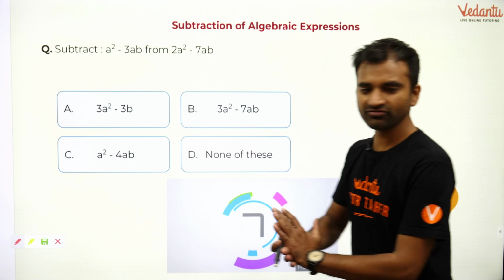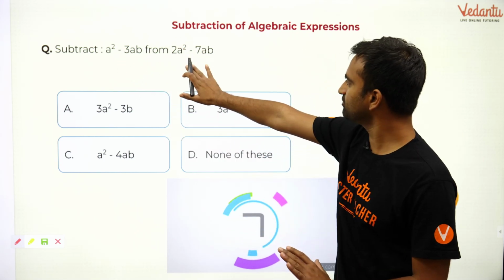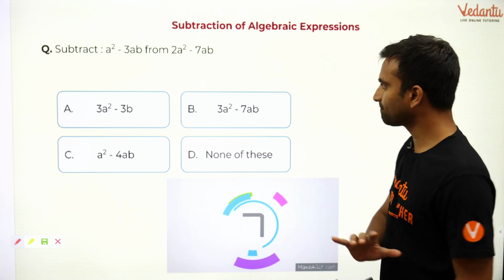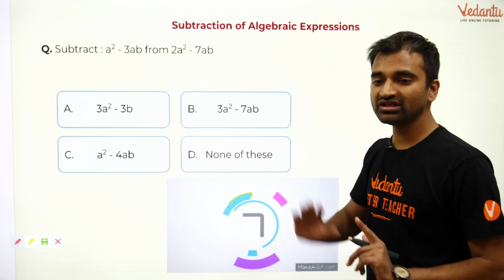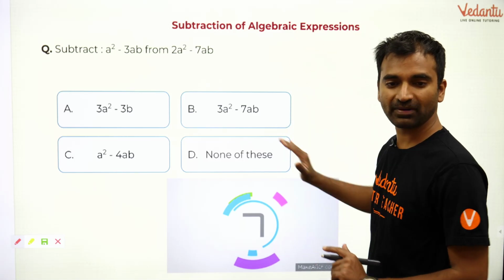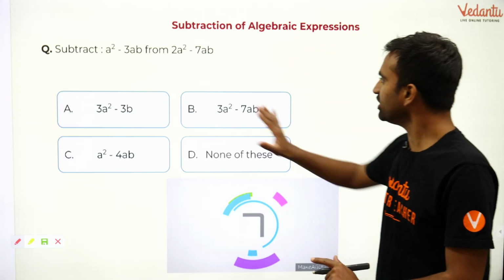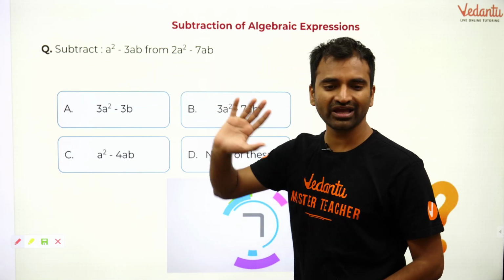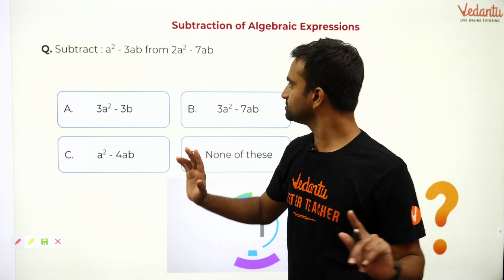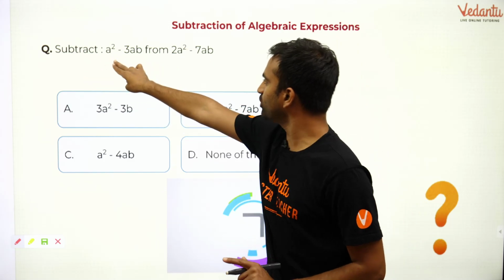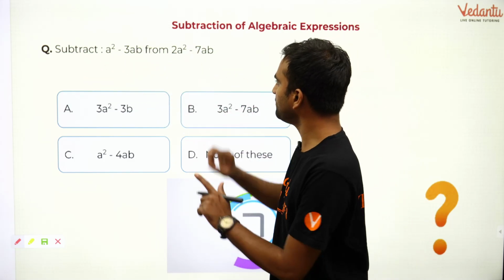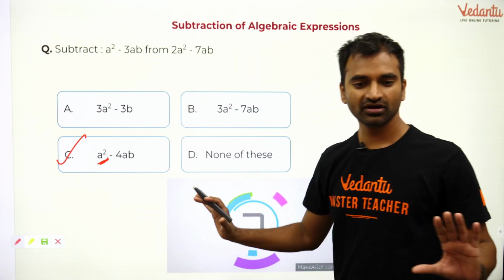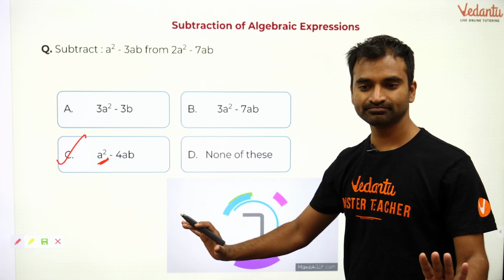Alright, so I have a square minus 3ab from 2a square minus 7ab. First of all, you can do this without actually using the pen and paper. I don't need the board over here. I can simply say, I have to subtract a square from 2a square, which means I'm basically talking about 2a square minus a square, which is basically just a square. C is the final answer. That is it. Nothing else required.